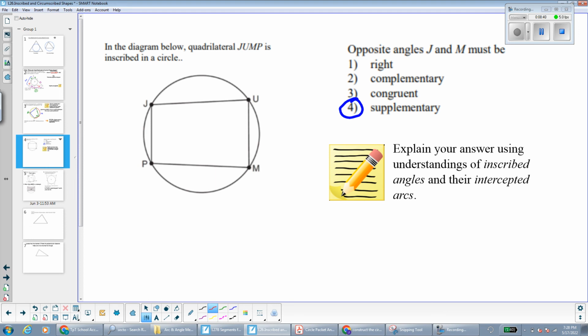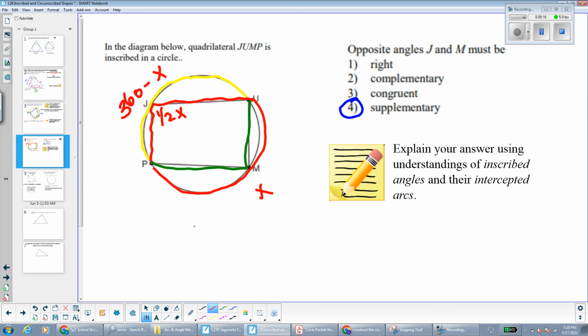We can also think of it in terms of inscribed angles. Since angle J is an inscribed angle, if its intercepted arc is x, J would be half of x. And M is also an inscribed angle. So that means its intercepted arc is 360 minus x, because we know that all the arcs of a circle add to 360.